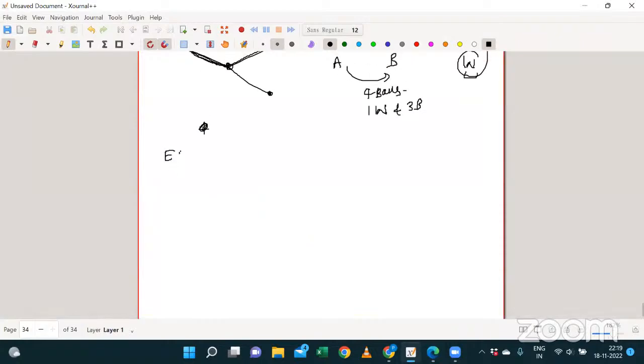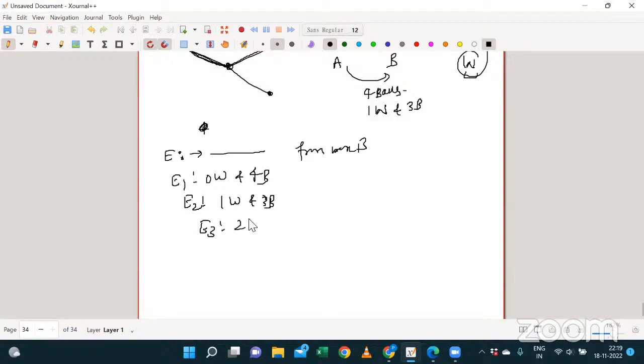I have made an event E, right? What is that? Drawing a white ball from box B. This is my second event, I mean event E, correct? Yes, sir. And E1 was transferring 0 white and 4 black. E2 was 1 white and 3 black. E3 was 2 white and 2 black. E4 was 3 white and 1 black. Okay, this was the question.